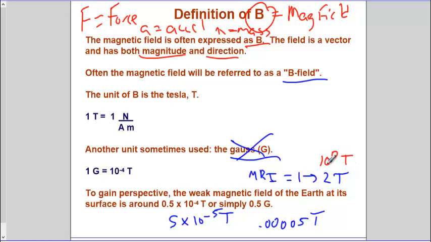Remember, 10 to the 0 are the ones, 10 to the 1 are the tens, 10 to the 2 are the 100s, 10 to the 3s are the thousands, and so on. Now this one is of the order of magnitude we stated before of 10 to the negative 5 Tesla. So this is weak, and the MRI is relatively strong. It's 5 decimal places stronger, which is, let's do the math here. You're talking about 100,000 times stronger. So the Earth's magnetic field is about 100,000 times weaker than an MRI machine.